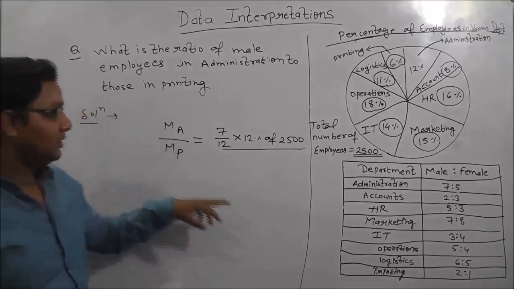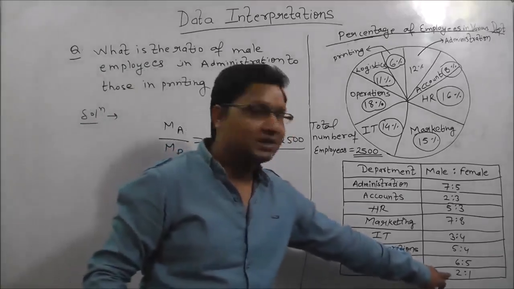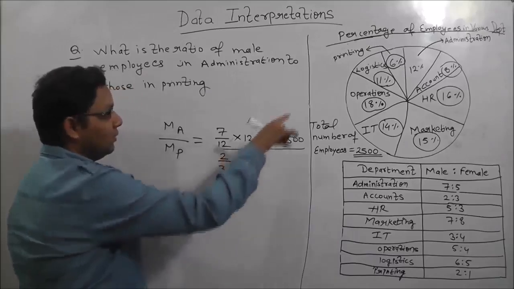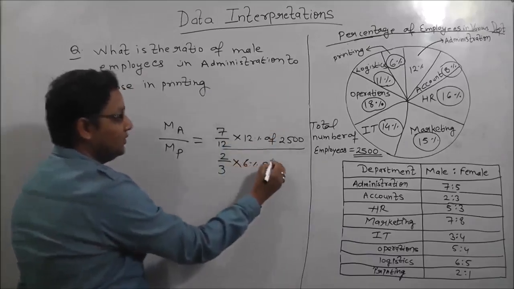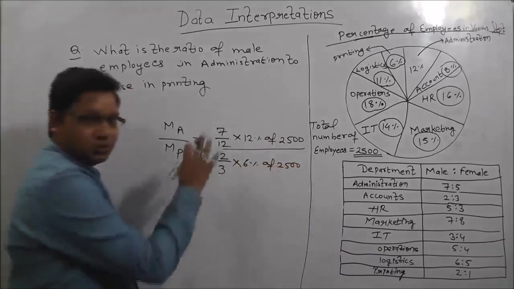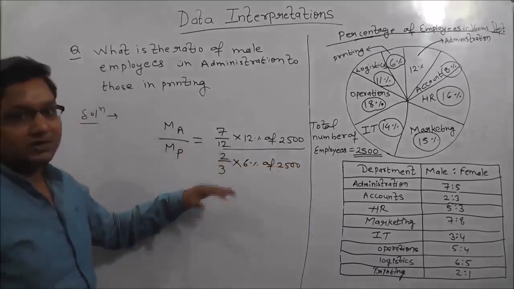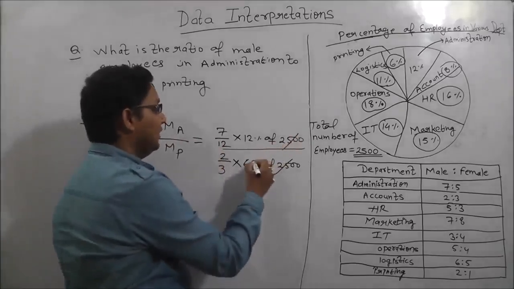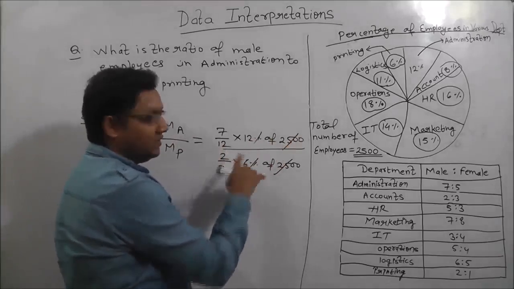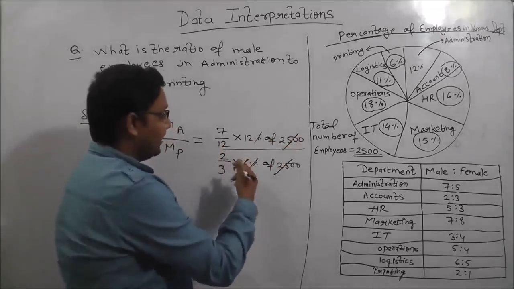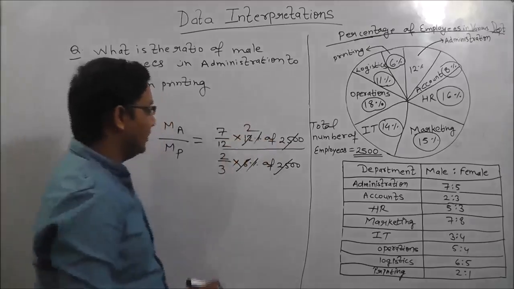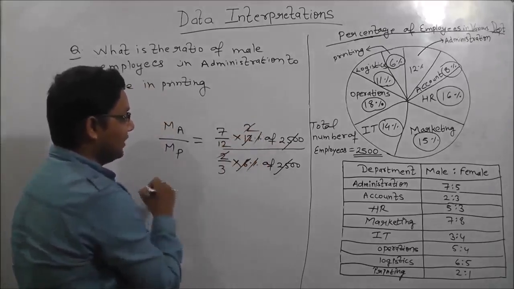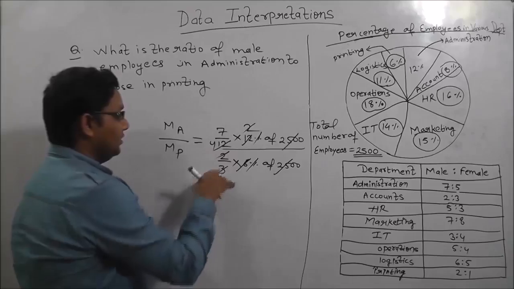Similarly in the printing department, see, printing is here. So the males are 2:1, so it will become 2 by 3 into printing is how much? 6%. So 6% of 2500. So these are the values, and now it's the time to cancel both the numerator and denominator. So the 2500 percentage, because percentage is what? It's 100, so it will be cancelled. So 6 into 2. Now you can see here 6 into 2 is cancelled. Now this 2 and this 2 will get cancelled, and 3 and this 4, 3 into 4 is 12.